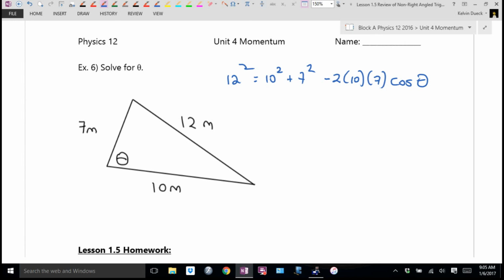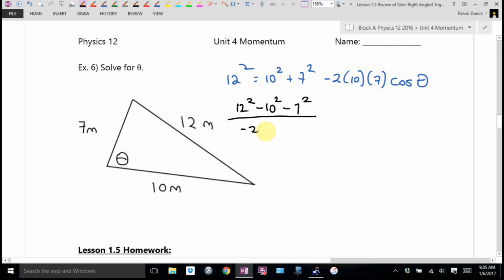This is how the cosine law fits. Why memorize all the letters when you can just spot the pattern? It's way easier to keep track of. I need to get the cos theta by itself. The 12 squared drops down like a domino. I would minus the 10 squared over. I would minus the 7 squared over. I would divide by the negative 2 times 10 times 7. That's what equals the cosine of theta.